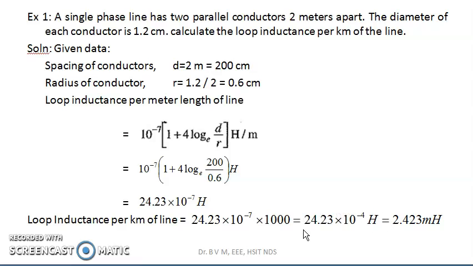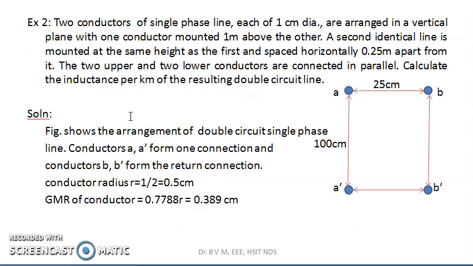So again you can simplify this. How much you will get? 2.423 millihenries. So it's a very direct question. Such questions may be asked for 4 or 5 marks. Okay. Next we'll take up the somewhat complicated problem. Let us see here.